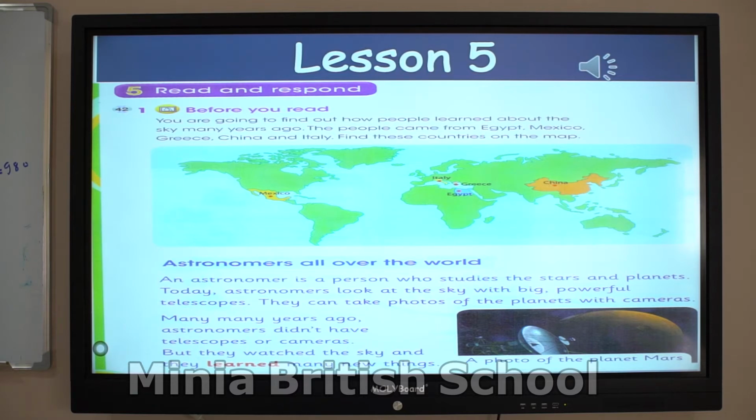Astronomers all over the world. An astronomer is a person who studies the stars and planets. Today, astronomers look at the sky with big, powerful telescopes. They can take photos of the planets with cameras. Many years ago, astronomers didn't have telescopes or cameras, but they watched the sky and they learned many new things.